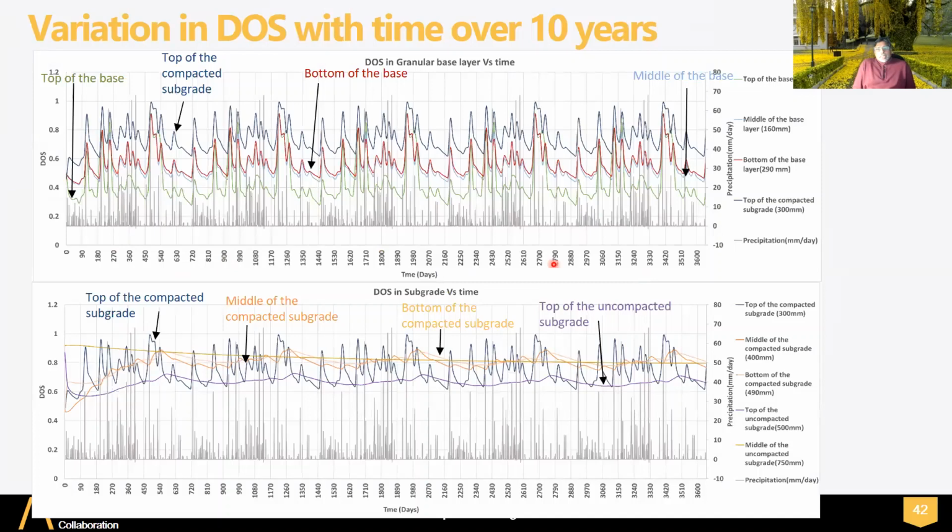This is a 10-year simulation of the same thing. So we just simulated 10 years, but you can see basically we repeated the climate. So the climate is not accurate, which is just repeated climate. After 2 years, the same climate is put in for the rest of the time. But you can see once it reaches that equilibration, it's just fluctuating around there. Same thing in the bottom diagram for the subgrade.